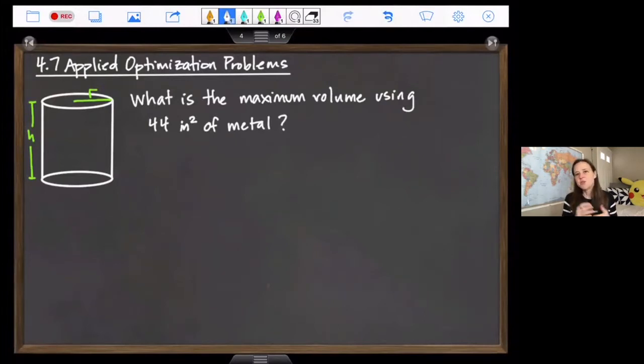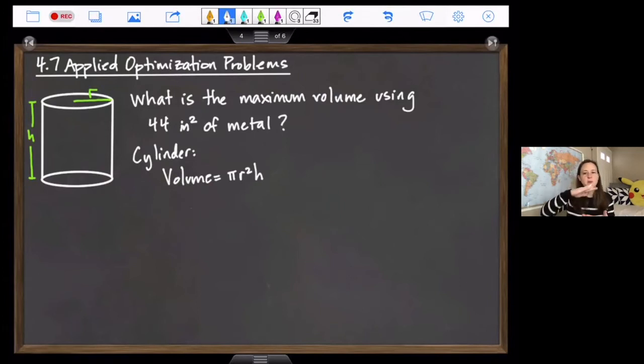So I'm going to have to give you two formulas here for the volume and surface area of a cylinder. So for a cylinder, the volume equals pi r squared times h. We're also going to need the surface area of this can. We're going to need to account for the metal on the top, the metal on the bottom, and the metal around the sides.